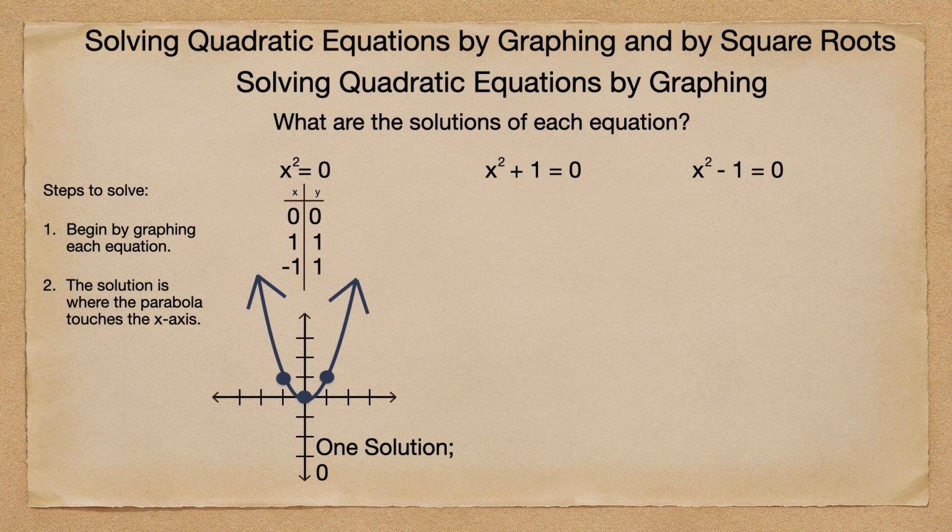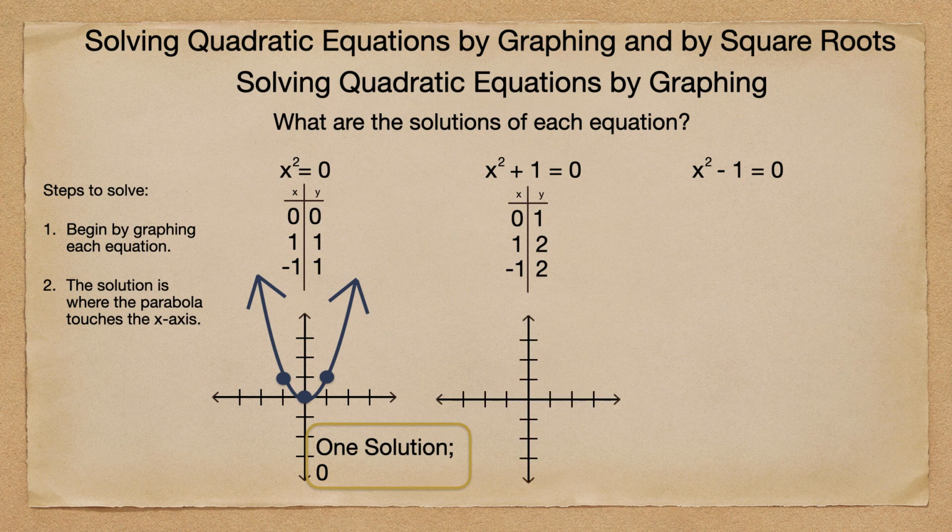For the next one, we're going to plug in again 0, 1, and -1. But here, when we have 0, 0 squared becomes 0, we are still adding 1, so our y now becomes 1. We plug in 1, we get 2 for y. We plug in -1, we get 2. We go and graph these, and as you can see, when I graph these coordinates, I don't touch the x-axis at all, which means this has no solutions. It does not touch.